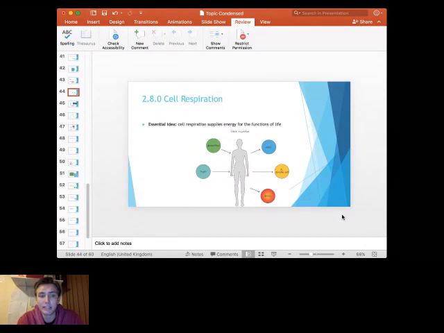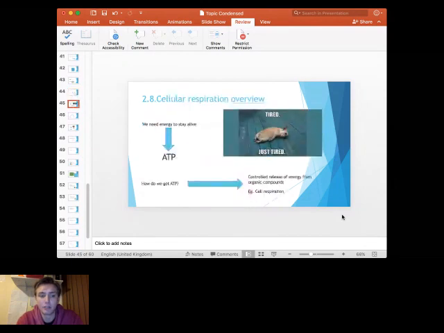Okay, so why is cell respiration important? Well, we need energy to stay alive. I don't have to tell you that. Or we at least need energy to not end up looking like this puppy over here, right? And the way that our body carries energy is in a molecule called ATP, or adenosine triphosphate, okay? And so basically, the main reason why we eat is because we want to produce these molecules of adenosine triphosphate.